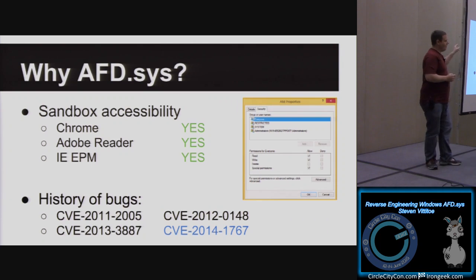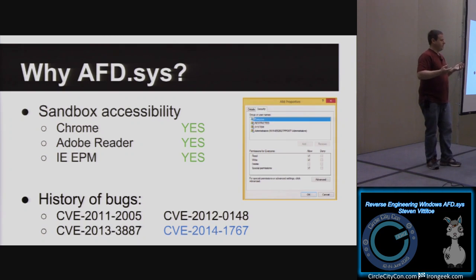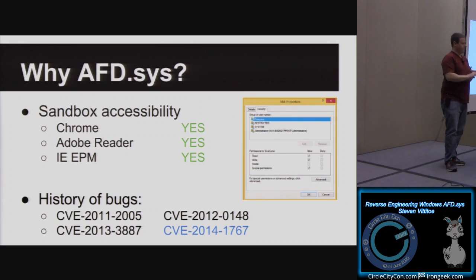But this device that is created by this driver, so drivers create devices that you can talk to, like a file. You could do create file on \device\AFD\anything you want, giving it a context or a namespace at the end. And it would let you open that file, and then you could interact with it as you would any other thing on your system. And this device that is created by AFD is accessible from every sandbox that we looked at. So the Chrome sandbox, the Internet Explorer Enhanced Protected Mode sandbox, the Adobe Reader sandbox, and the default restrictions on it.